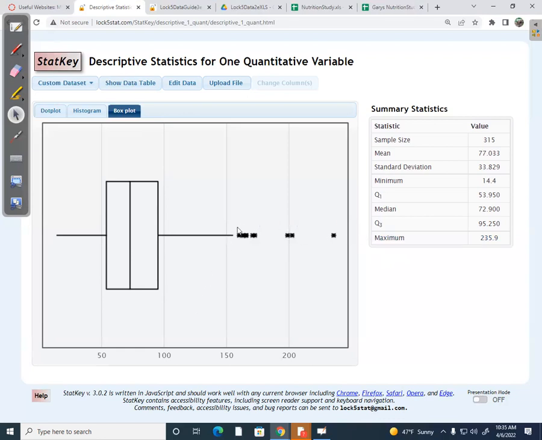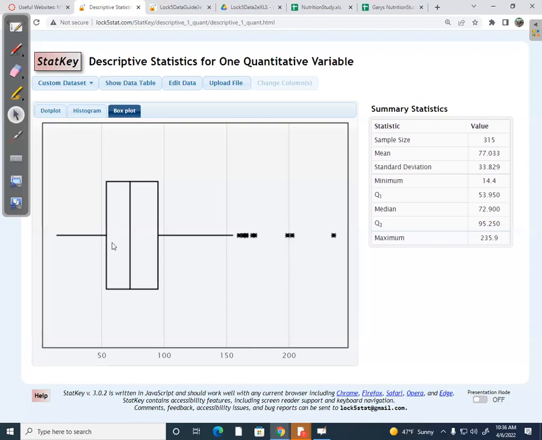StatKey cut the line short here because it's claiming that these numbers out here are unusually large compared to the rest of the numbers. I'll explain how StatKey figured that out in a minute. Those are potential outliers in the data set. We talked a little about outliers last class. So the minimum, Q1, median, Q3, and the maximum are known as a 5-number summary of the data. The 5-number summary builds a box and whisker plot.